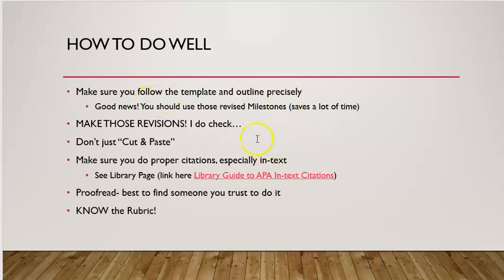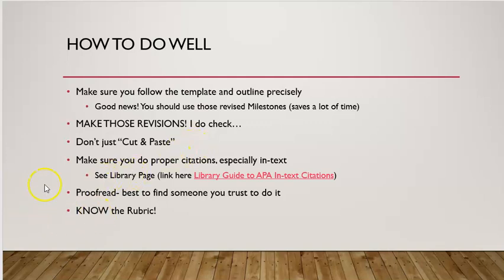The good news is you should be able to use your revised milestones, and it should save you a whole lot of time. As you can see, you've written a lot of the stuff already. Make those revisions that were suggested to you. I do check to make sure that you did. Don't just copy and paste. I say cut and paste, I guess I'm better to say copy and paste, because you'll lose the continuity. And so don't do that.